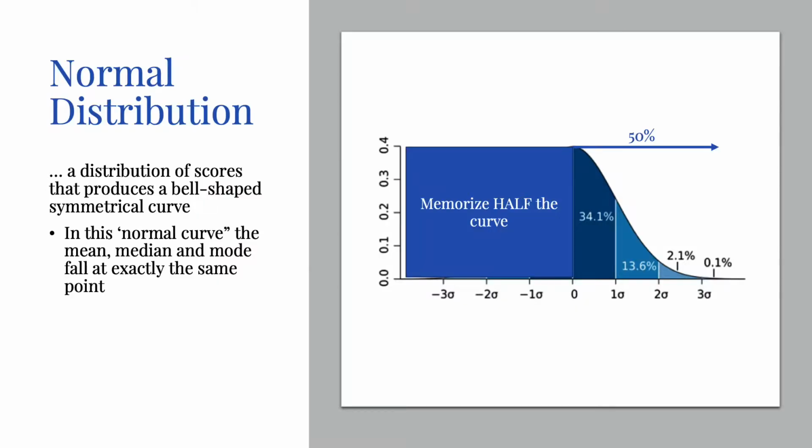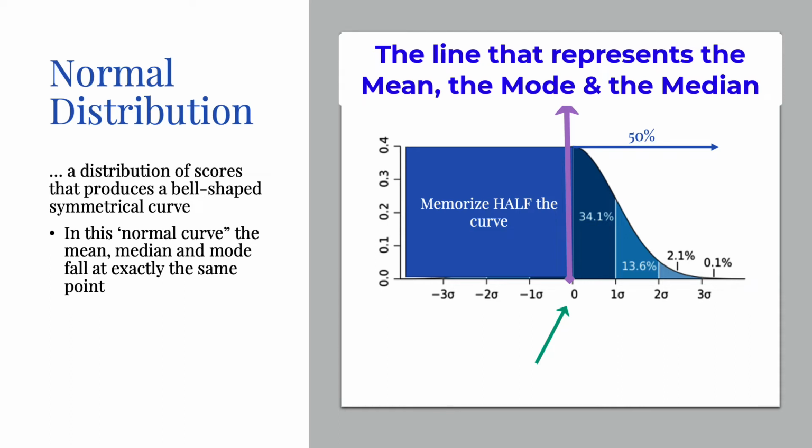Okay. Normal distribution. A normal distribution is a distribution of scores that produces a bell-shaped symmetrical curve. As you can see on this chart here, in this normal bell curve, the median and the mode fall exactly at the same point, which is right here in the center. So you see that little zero there? That means it's 0 standard deviations away from the mean. So I'll say it again. Here in the middle is the line that represents the mean, the median, and the mode.